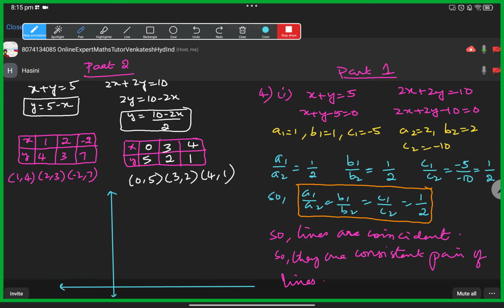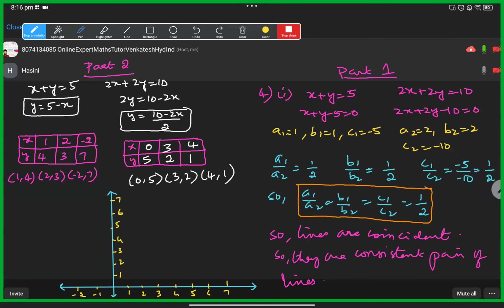On negative y, we didn't get anything. So Hasni, I'm plotting some points now. On the x-axis 1, 2, 3, 4, 5, 6, 7, minus 1, minus 2. Then similarly on the y-axis 1, 2, 3, 4, 5, 6, 7.